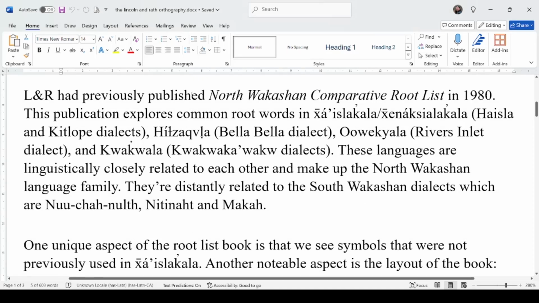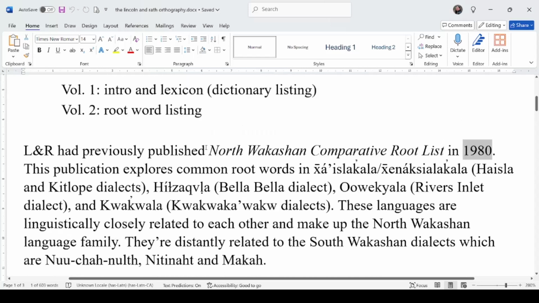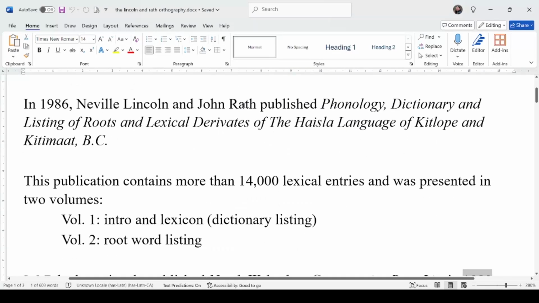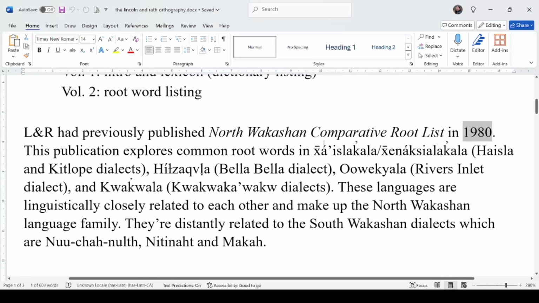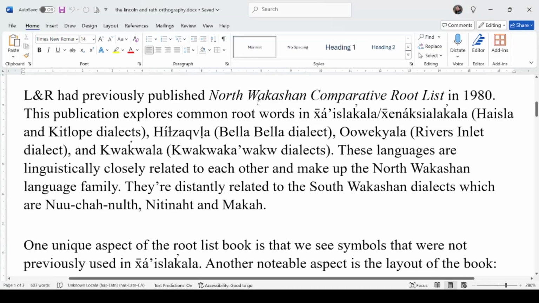Lincoln and Rath had previously published a document called North Wakashan Comparative Root List, and this was in 1980. So their Haisla/Henaksiala dictionary was 1986. 1980, 6 years prior to that, they published the North Wakashan Comparative Root List. So this publication explores common root words in Haisla/Henaksiala. So that's the Haisla and Kitlope dialects.